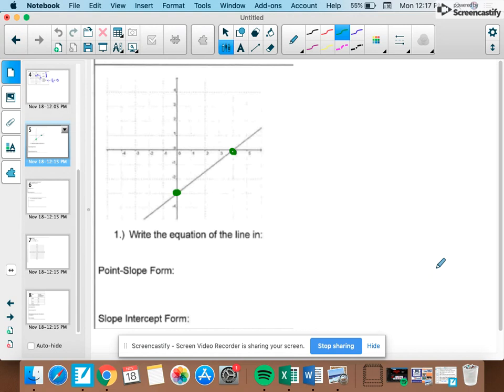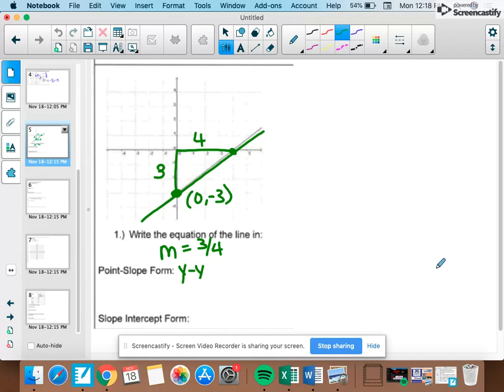So if I count my slope, I'm going to go up 3, and this is over 4. So our slope for both of these is going to be a positive 3 over 4 because it's going up left to right. Point-slope form means I'm going to need a point on that line. So I'm just going to take this point here, 0, comma, negative 3, and I'm going to plug that into point-slope form.